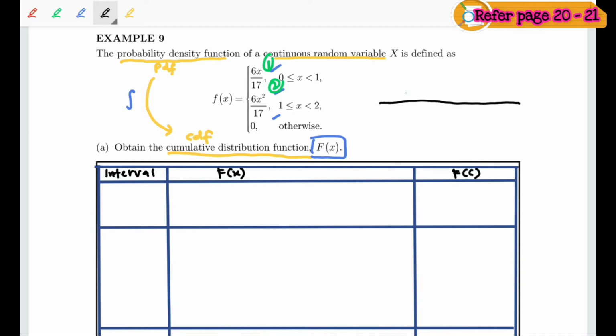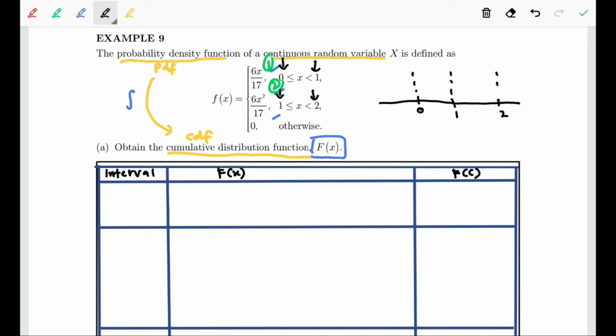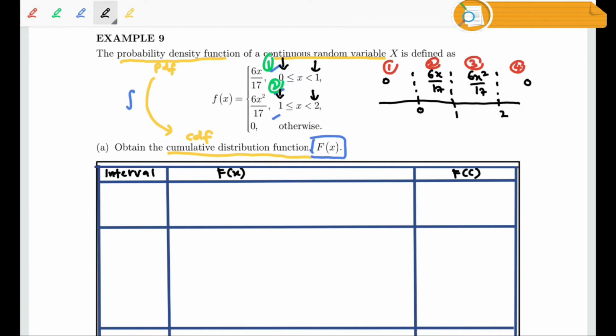So we just denote all the given intervals, starting from 0 until 1, followed by 1 until 2. Since we have two non-zero functions, this one is for 6x over 17, and this one is for 6x squared over 17, and 0 for otherwise. Altogether we can notice that we have 1, 2, 3, and 4 intervals that we need to find the CDF for. So we're going to start with the first interval.